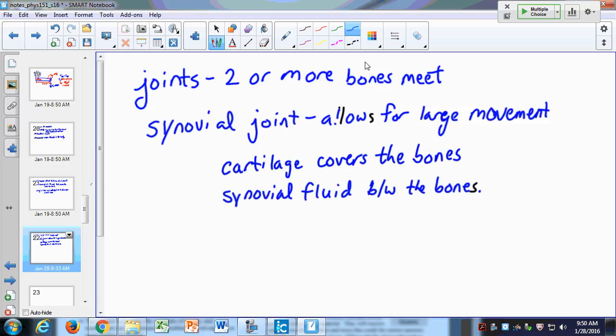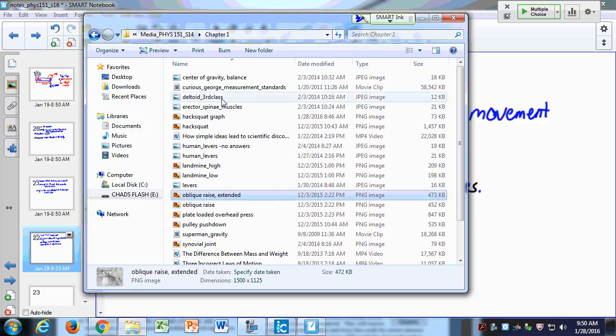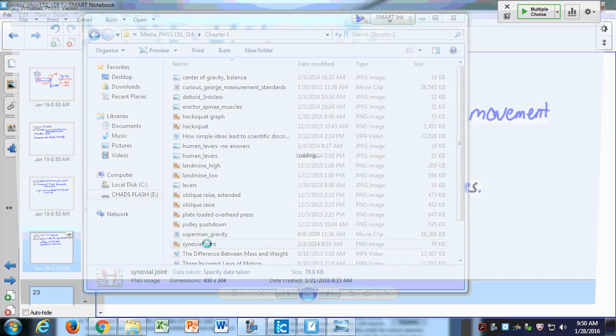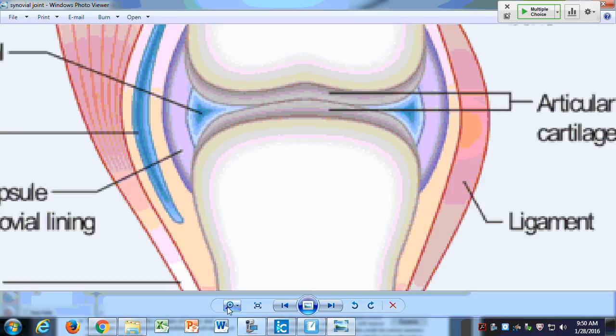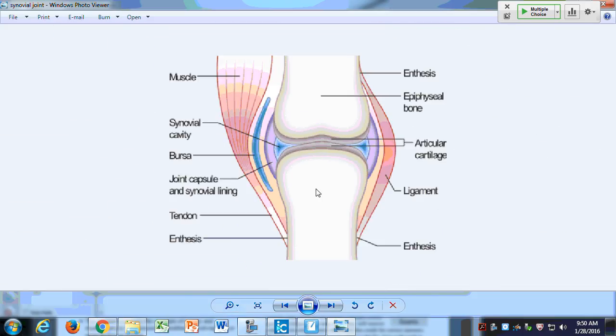All right. So synovial joint. There's synovial fluid between the bones. That provides lubrication. Let's see. I have a picture, I think. So these are two bones coming together. They have the cartilage. Cartilage covering the bones on either end. And then you have this synovial fluid in between that provides this extra cushion.